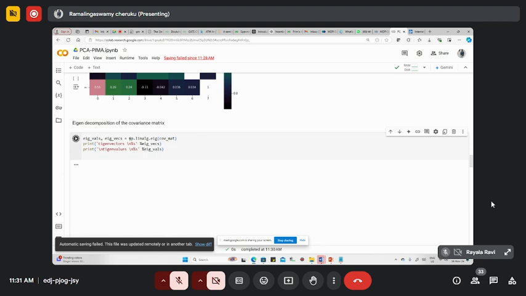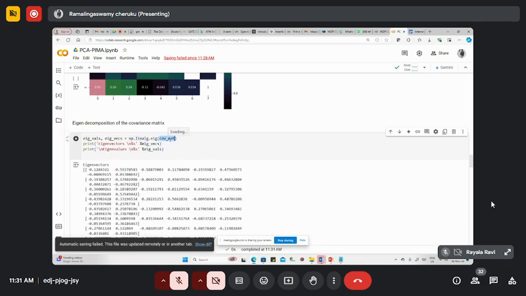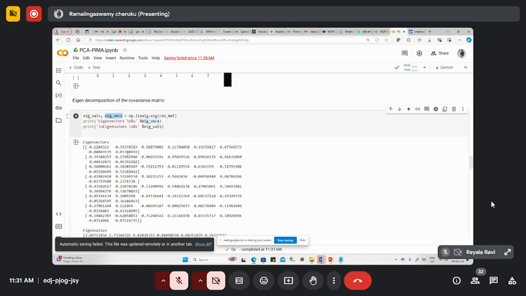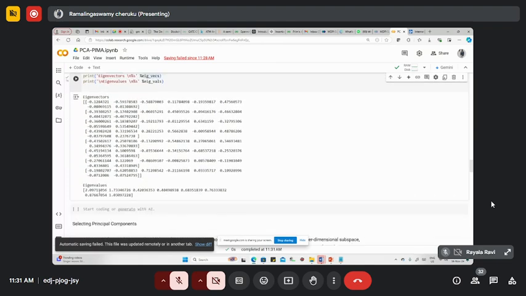So there is a function in NumPy called linear algebra, np.linalg.eig, for eigen. Just give a covariance matrix as the input, and it will give the output as eigenvalues and eigenvectors. If you look here, it has given the eigenvalues: 2.097 and all the rest, 1.7, 0.4, 0.6, 0.7, 0.8 and 1.